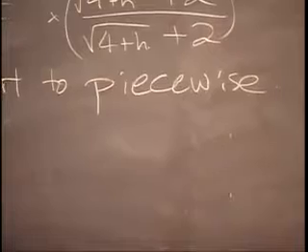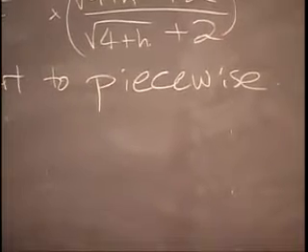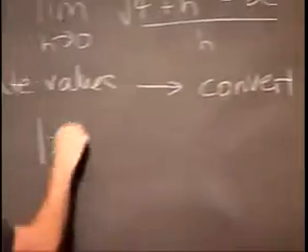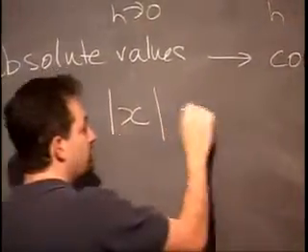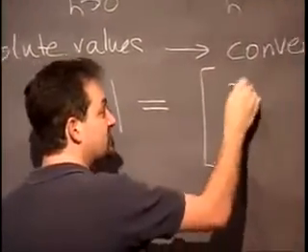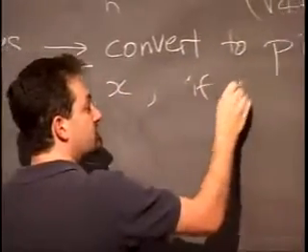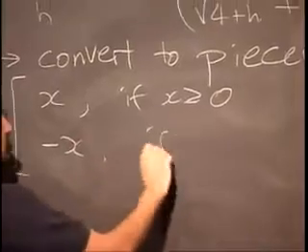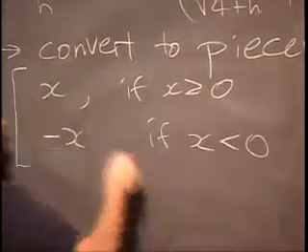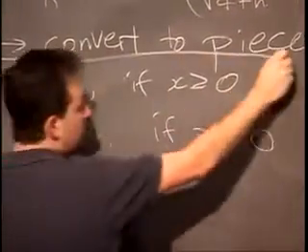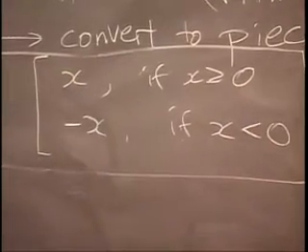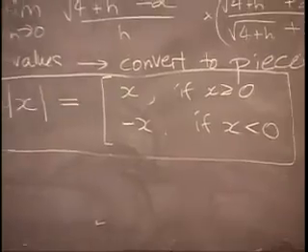Just to remind you, here is a definition that you should know because it's really useful. The absolute value of x is equal to x if x is greater than or equal to 0, and minus x if x is less than 0. Please remember this. Be able to write it without even thinking about it, because if you can write that, then you can deal with the absolute value of anything.